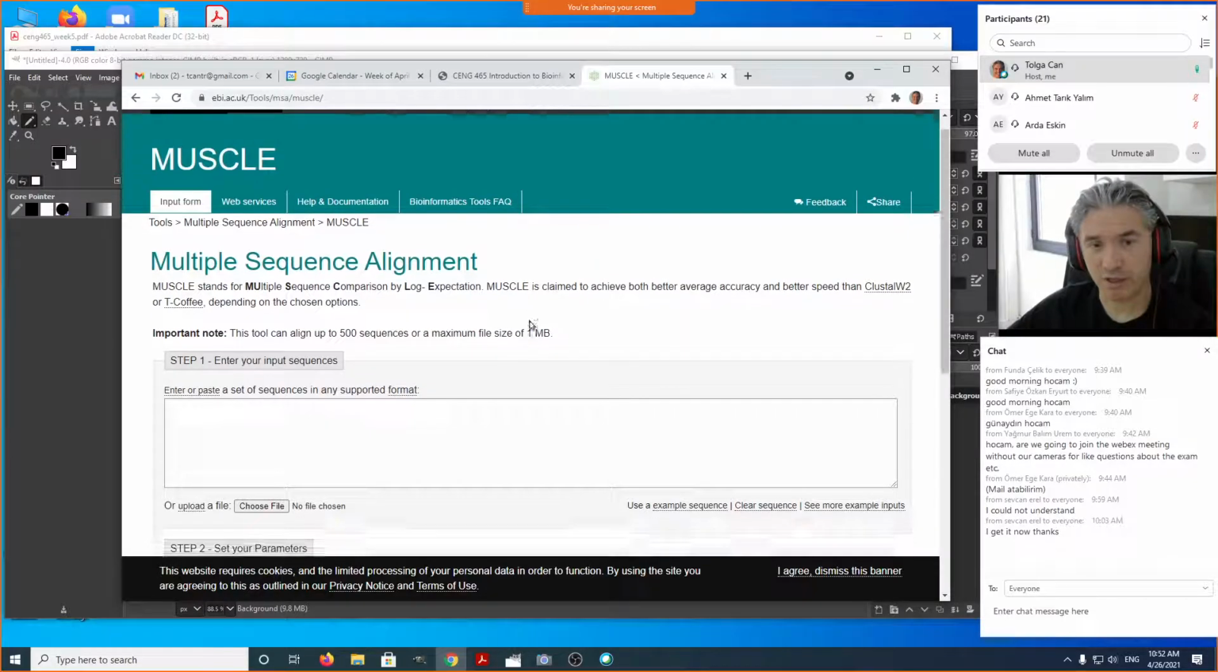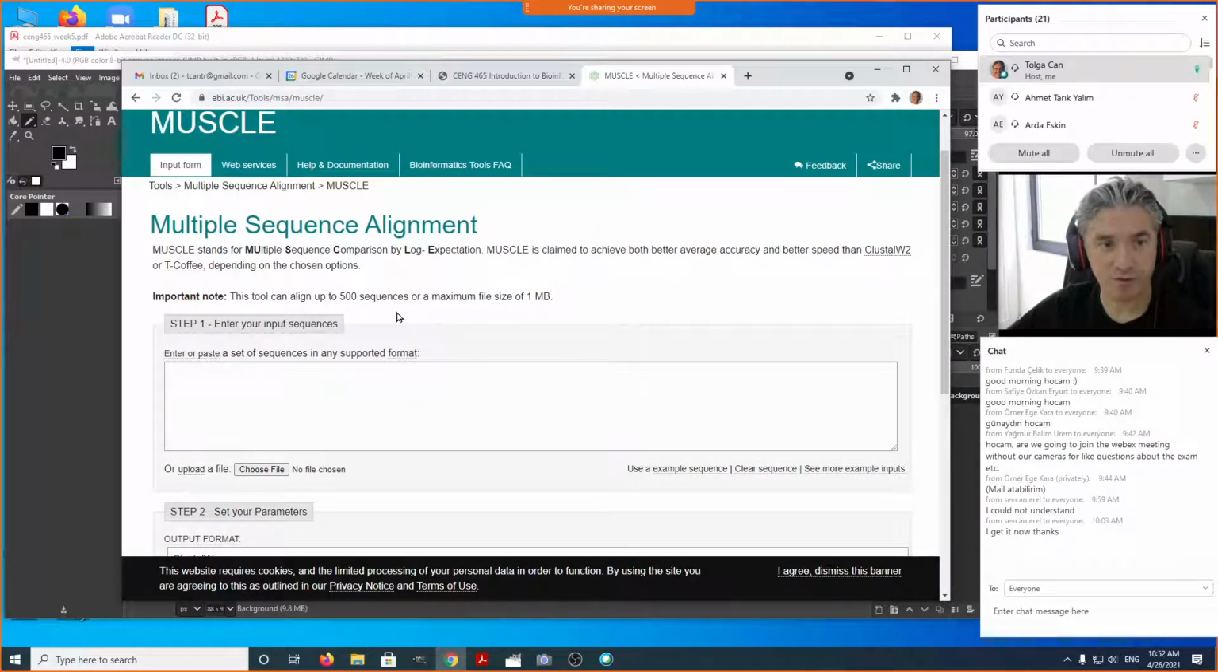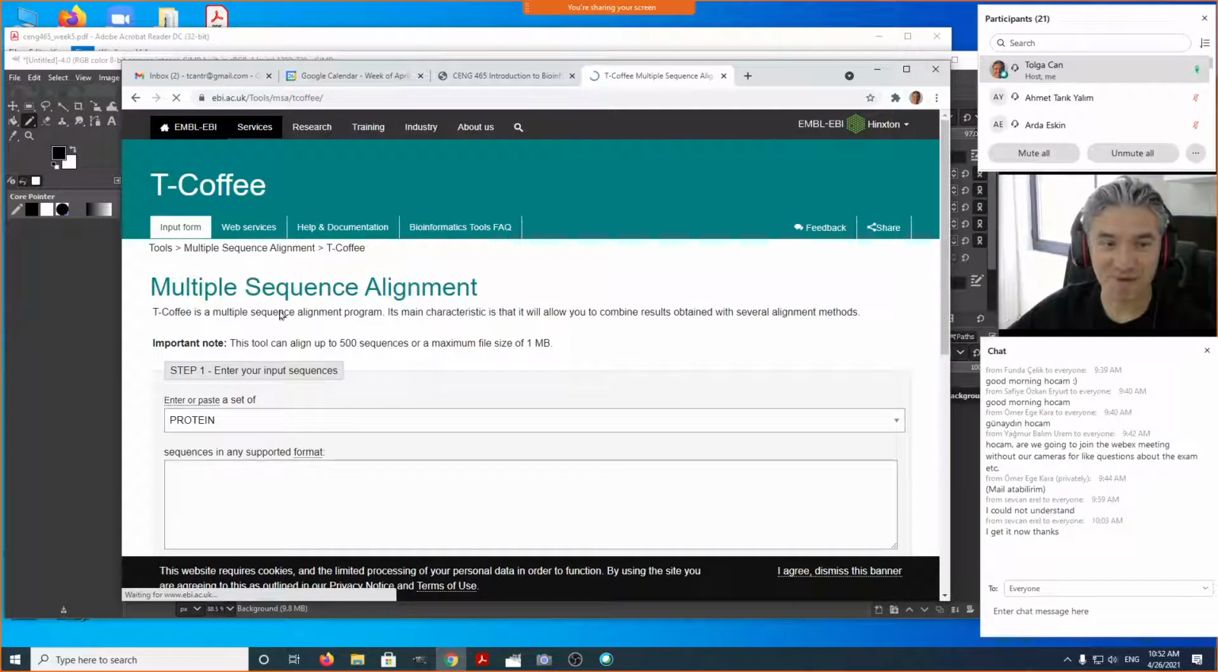So here you can actually paste your multiple sequences, and MUSCLE stands for multiple sequence comparison by log expectation. So they use some statistical methods, I think. MUSCLE is claimed to achieve both better coverage accuracy and better speed than Clustal Omega. Clustal Omega also has a new version. Or T-Coffee, that's the other one. So Muscle claims it's better than T-Coffee and Clustal Omega. Probably T-Coffee claims it's better than Muscle and Clustal Omega. Each one of them may be claiming it's better.